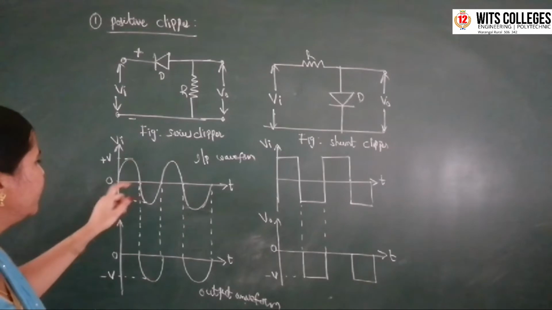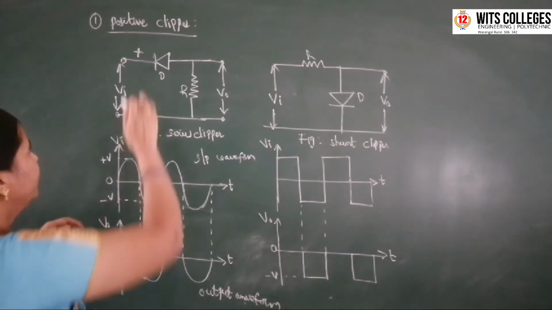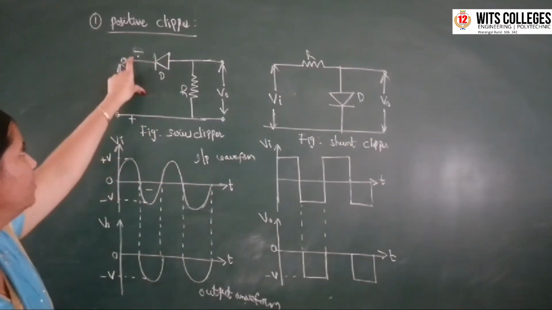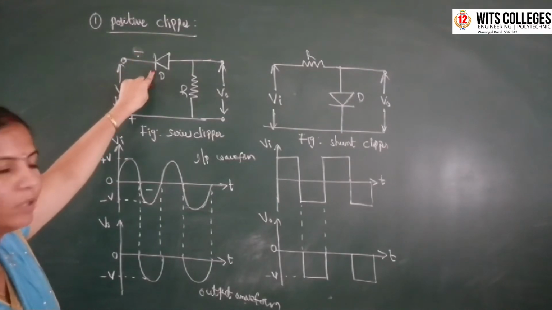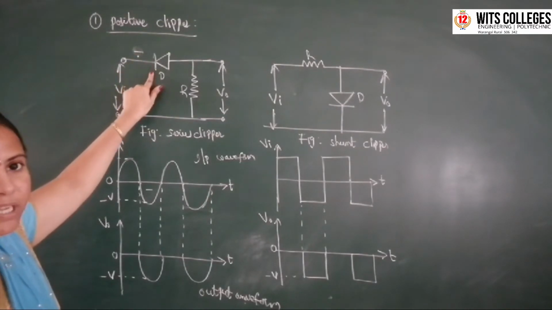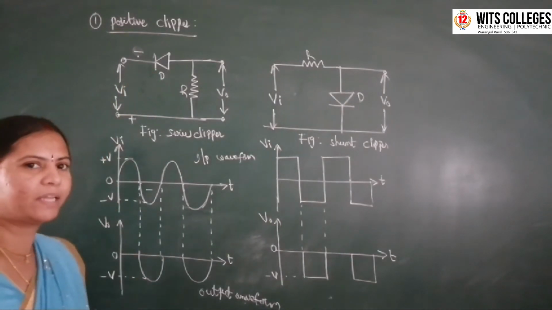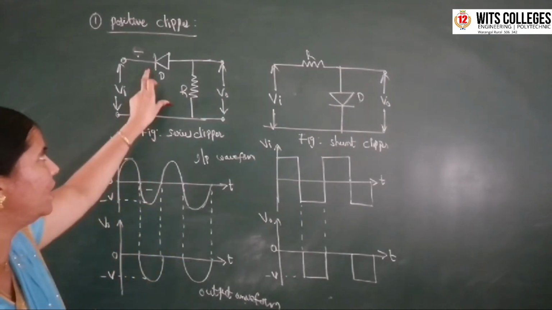So during the negative half cycle of the input AC signal, what will happen? It becomes negative and this becomes positive. The negative terminal of the battery is connected to the diode negative terminal, which means the diode is said to be forward biased. In forward bias, the diode acts as a closed switch. Closed switch means the current flows through the diode.